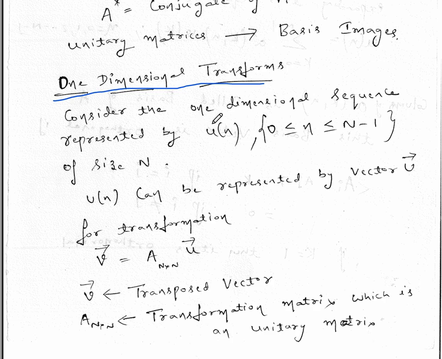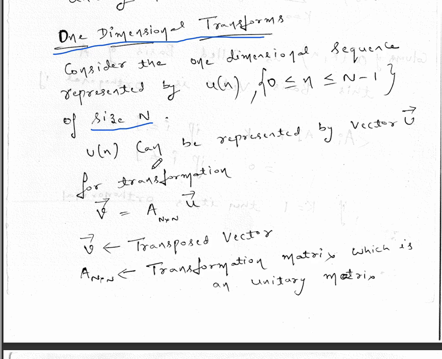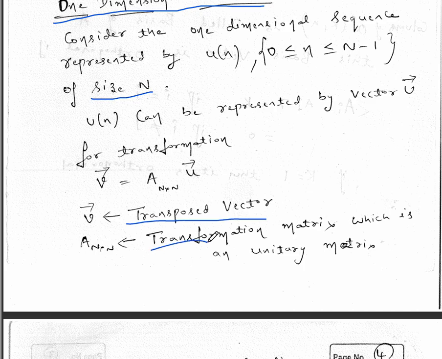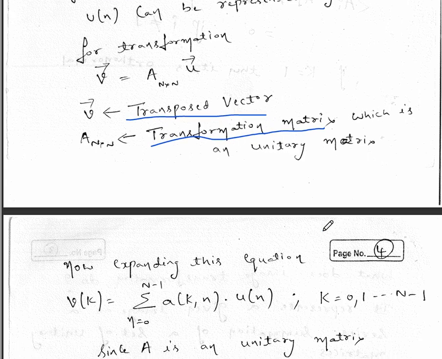In the one-dimensional transform, the sequence is represented by u of n, where the value of n varies from 0 to N minus 1, with size N. Next, u of n can be represented in the form of a vector, that is, vector v is equal to A into vector u. The A matrix is N cross N in size, and A is the transformation matrix, which is unitary in nature.